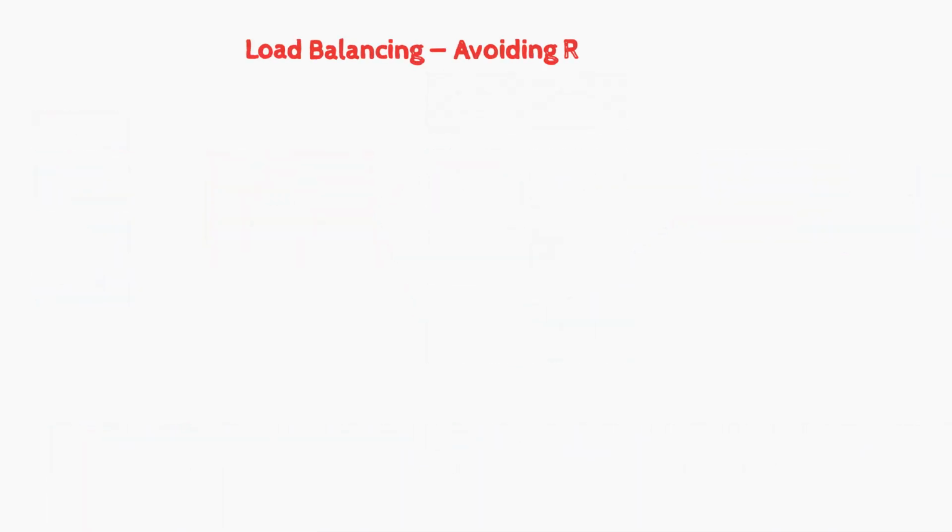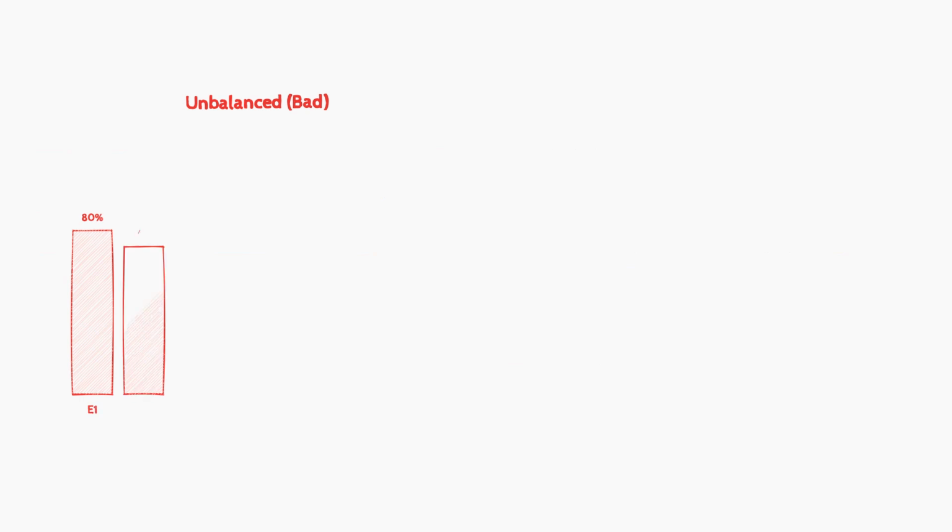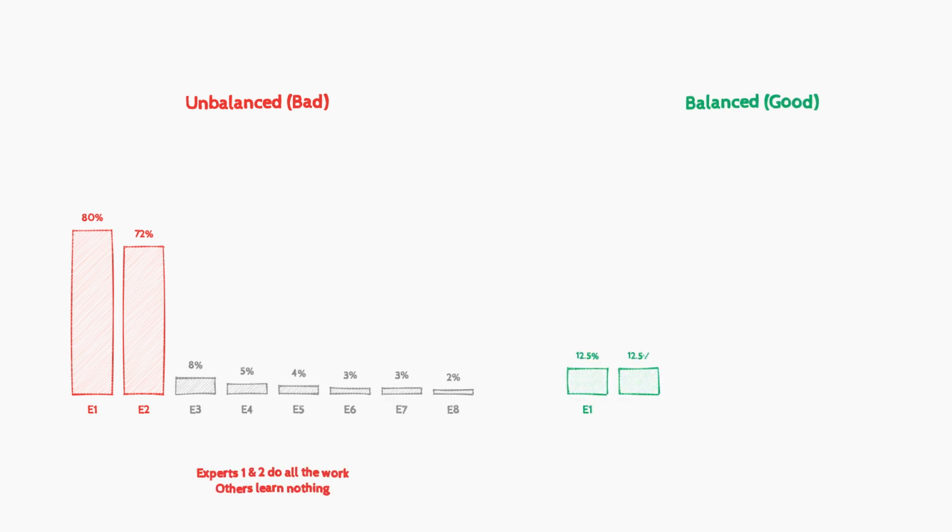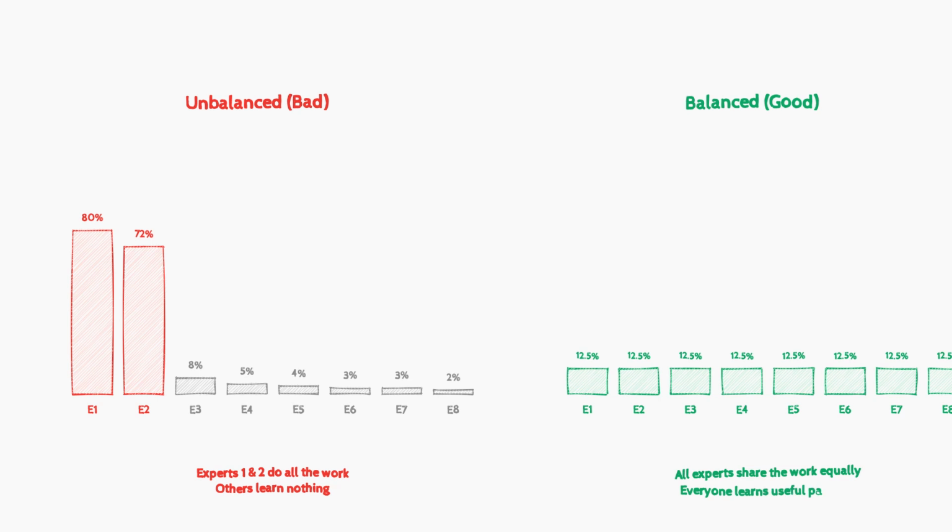One key challenge in MoE is load balancing. If the router isn't trained carefully, it might send most tokens to just a few experts, leaving others almost completely idle. This is called routing collapse. The solution: add a special loss term during training that rewards even distribution of tokens across all experts. This ensures every expert gets used and learns something useful.